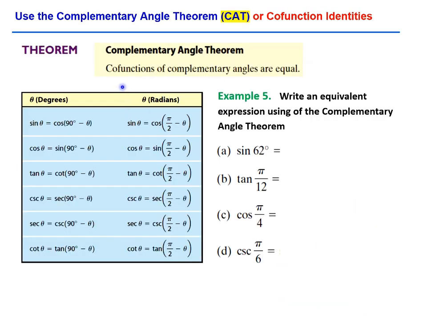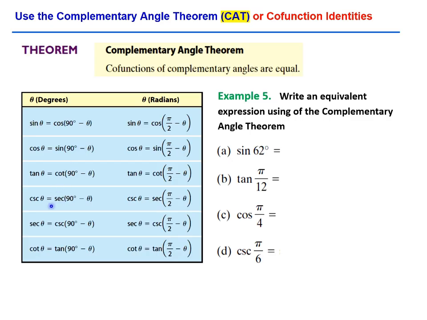Now here, we will introduce another way of presenting the complementary angle theorem. So theta is acute here, and theta is in degrees in these given identities. For example, if I want to find an expression equivalent to sine theta using the complementary angle theorem, we know that the cofunction of sine is cosine, and to find the complement of theta, I subtract theta from 90 degrees. That is why sine theta is equal to cosine of 90 degrees minus theta. And sine of 90 degrees minus theta is equal to cosine of theta using cofunction identities or CAT.